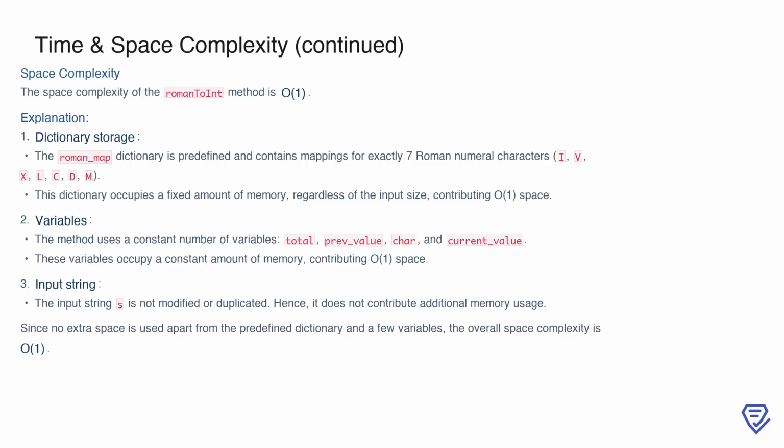Next, the algorithm uses a few variables such as total, prev_value, char, and current_value to track intermediate results during execution. These variables also require a constant amount of memory. Lastly, the input string s is not modified or duplicated during the process, ensuring no additional memory is allocated. Since no other data structures or memory allocations are made, the overall space complexity is O(1).